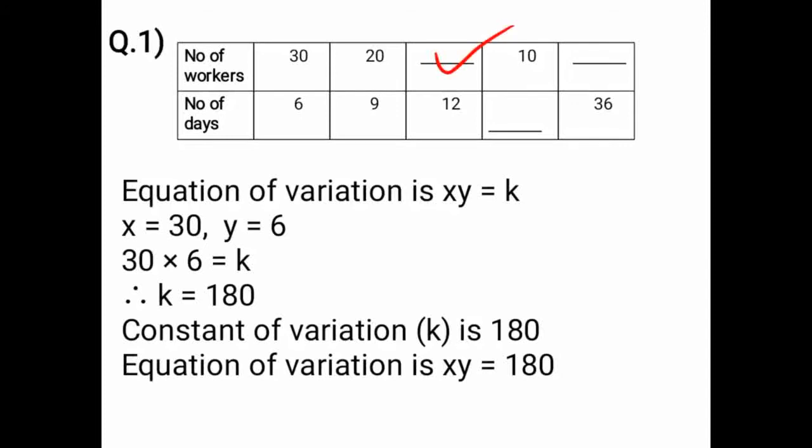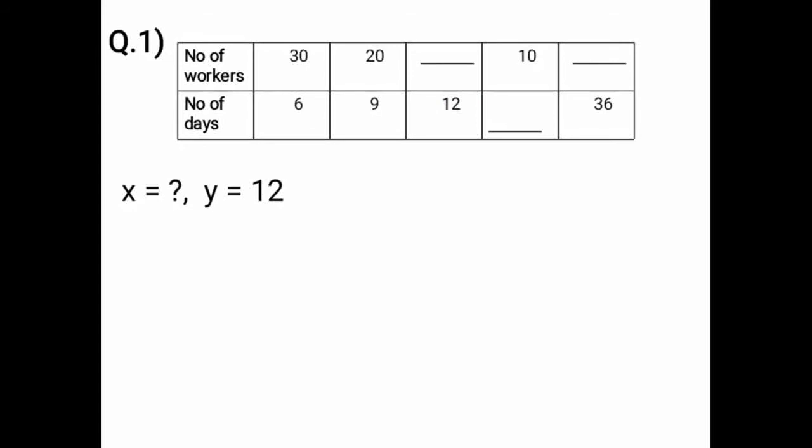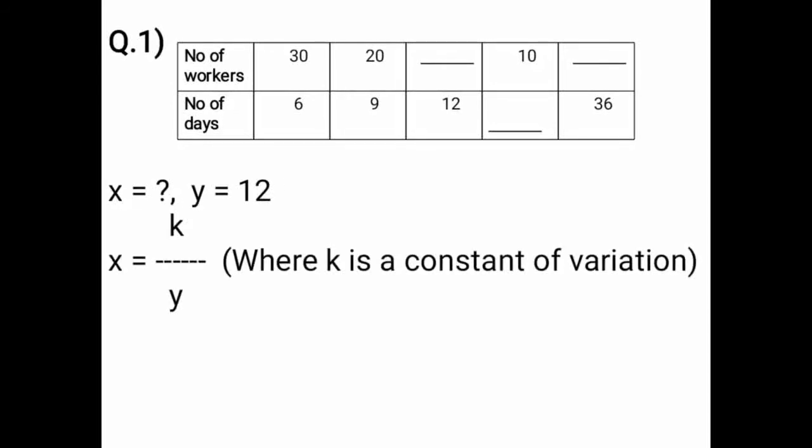Now we will solve the third column. The number of workers is not given, the number of days is given as 12. x is equal to question mark, y is equal to 12. Use the formula of the constant of variation in inverse variation. x is equal to k upon y, where k is the constant of variation. You have to substitute the values of k and y. The y value is given as 12. The constant of variation k is 180. You already got the answer from the first column and second column. You have to find the value of x, the number of workers, in the third column.